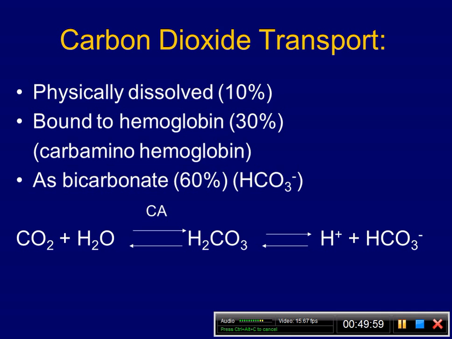So remember, this was on a slide before. Physically dissolved, about 10% just mixes with the water in the plasma. Bound to hemoglobin, about 30%, and they call it carbaminohemoglobin. It's actually binding to part of the globin molecule and not the heme. So that's why it doesn't act like carbon monoxide and block the oxygen. It just bullies the oxygen off. Right. The 30% sticks to the hemoglobin, to the protein part of it. And then the last part as bicarbonate.